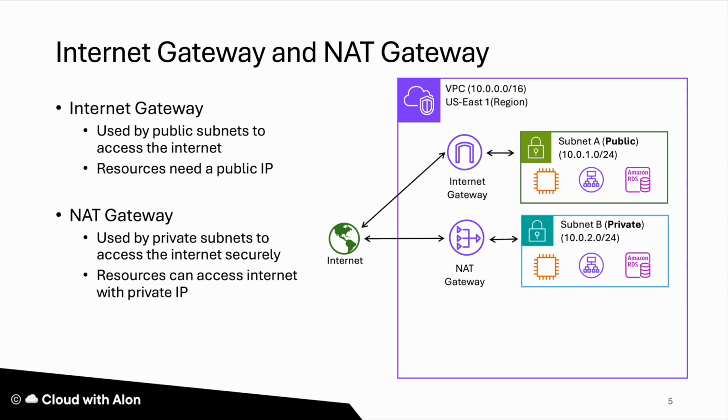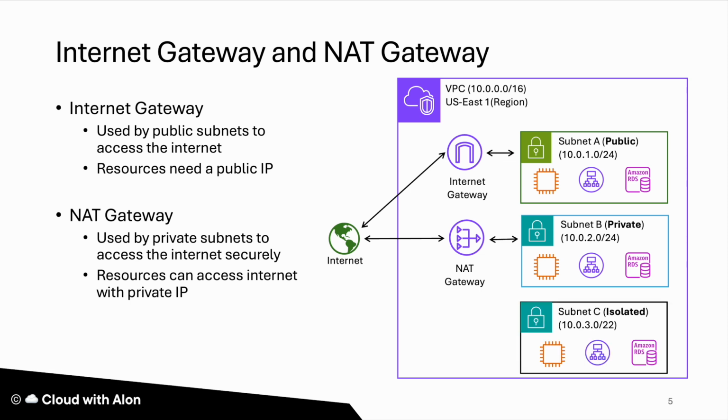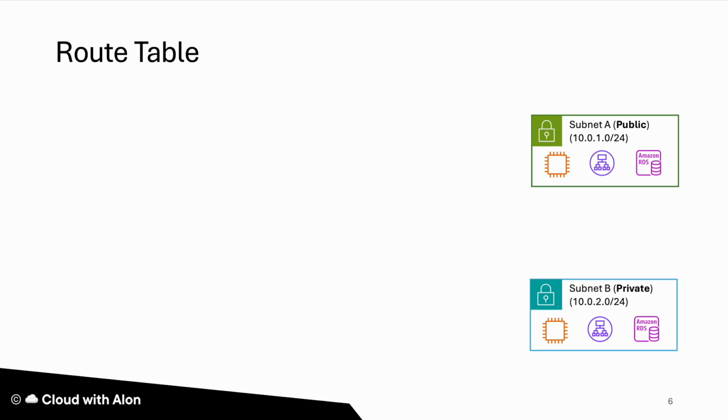But if the resources do not need to communicate with the internet and should stay isolated, the subnet for those resources does not connect to any gateway. This is called an isolated subnet. A subnet can route traffic to either an internet gateway or a NAT gateway.